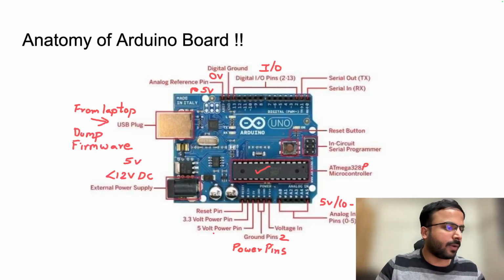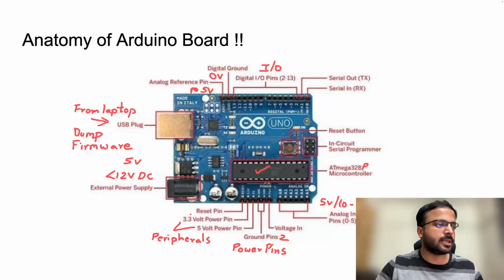Now you have the 5 volt power pin and a 3.3 volt pin. So why do you have two voltage level power pins? Because there are several peripherals which can connect to 3.3 and some can connect to 5, right? To accommodate all, we have 5 and 3.3 volt power, and this is a reset pin to reset this Arduino board externally, right?